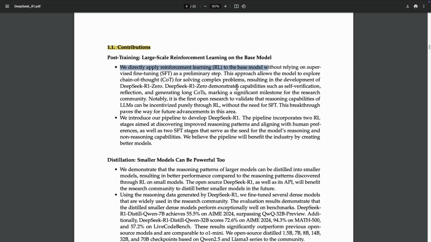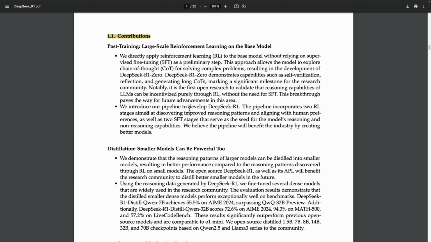They demonstrate capabilities such as self-verification, reflection, and generating long chain of thoughts, as I was saying. And it says, notably, it is the first open research to validate that reasoning capabilities of LLMs can be incentivized purely through reinforcement learning. I think this is one of the interesting findings from this paper, and without the need for SFT. Most of these approaches are using SFT as, you know, a first step. And this one jumps right from base model directly to RL. And then they introduce a pipeline, which will include multiple steps to develop DeepSeek-R1. So keep in mind, there's two versions here.